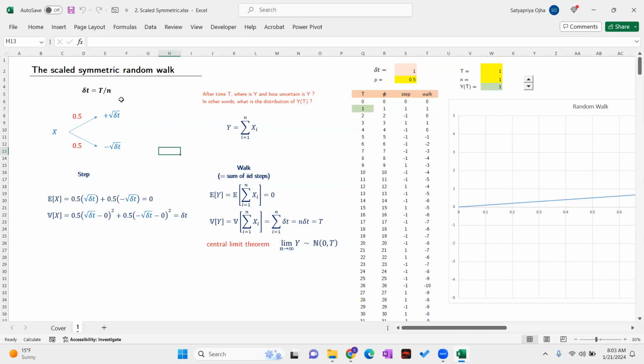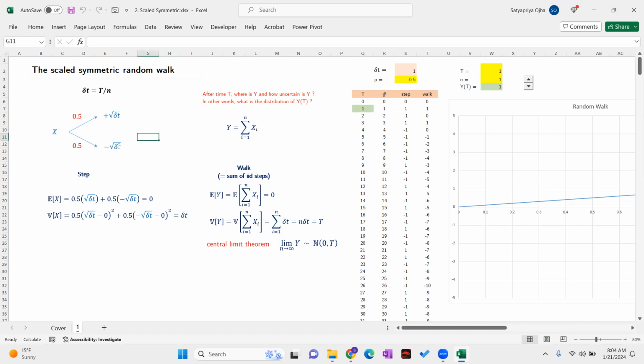So depending on the number of steps that I take, I need to adjust the step size as well so that it is manageable. The overall walk has a specific finite distribution. It doesn't blow up. So what I've done here is the step size has been scaled by the square root of delta t, and I'm keeping the signs intact. So there is a 0.5 probability that we take a step of length square root of delta t, and a 0.5 probability that we take a step of minus square root of delta t.